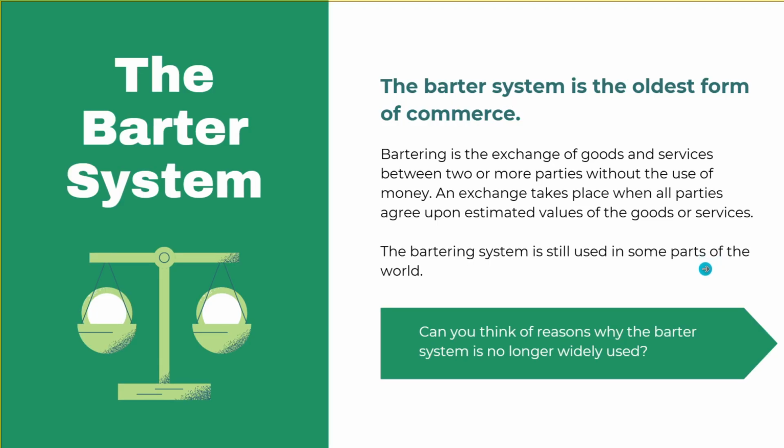So, what is the barter system? The barter system is the oldest form of commerce. It's basically the exchange of goods and services between two or more parties without the use of money. An exchange takes place when all parties agree upon an estimated value of the goods or services. And the bartering system is actually still used in some parts of the world.